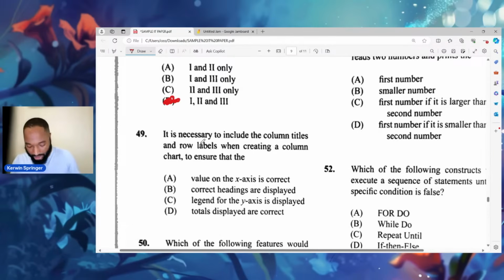It is necessary to include the column titles and row labels when creating a column chart to ensure... Once again, you run out of questions. Value on the x-axis is correct? No, how would that affect the values? Legend for the y-axis is displayed.